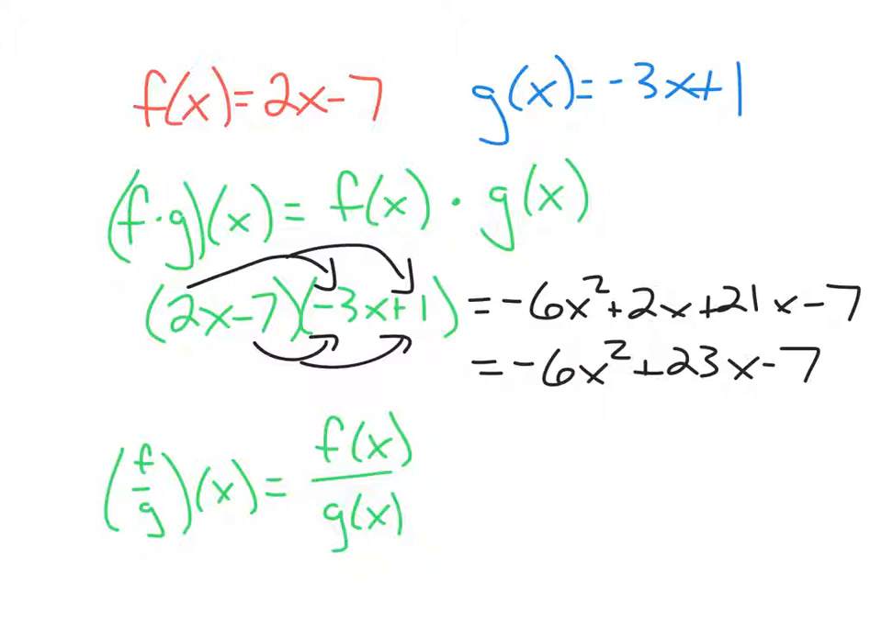The division one is really straightforward. I mean, for the most part, you're just putting the f function over the g function, and then maybe you can simplify. But when you're simplifying fractions, you have to simplify by factors, and neither the numerator nor the denominator can be factored at all, so there's really nothing else we can do, and that's f divided by g of x.